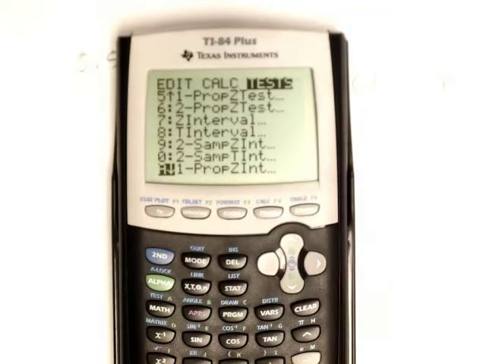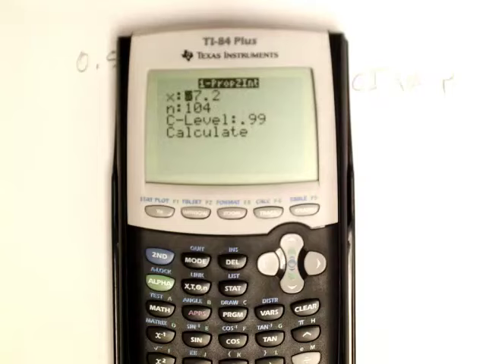The calculator doesn't give any other option except to use the z distribution to approximate the binomial. But you're going to be fine. You won't run across a problem where that assumption has not been met. The assumption being n times p hat and n times q hat have to be at least 5. So I'm going to select one proportion z interval.